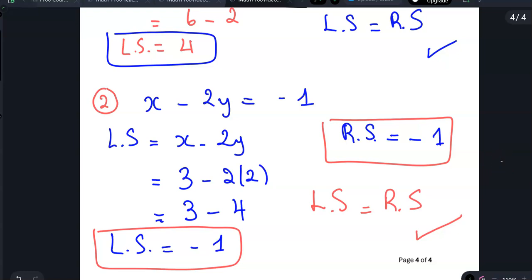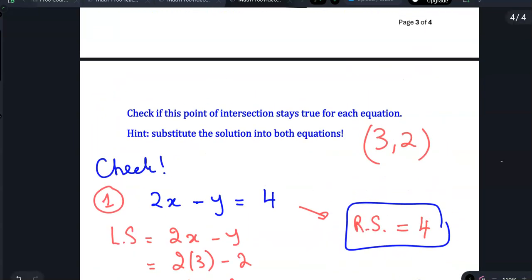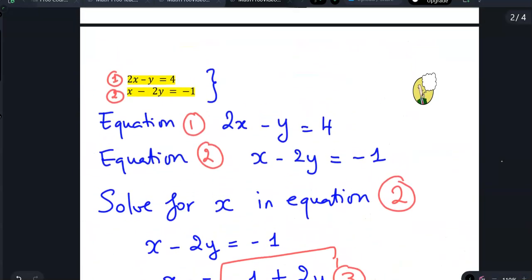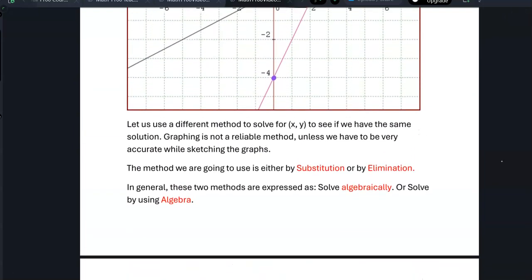Alright, so I will stop here, but in the next video, I will expand further into solving a system of two equations, two unknowns, using algebra, or solving algebraically. And don't forget, when I say solve using algebra, it means you can use both substitution and elimination method. What we have learned in this video is the substitution method, but in the next video we are going to learn the elimination method. Alright? Okay, thank you.